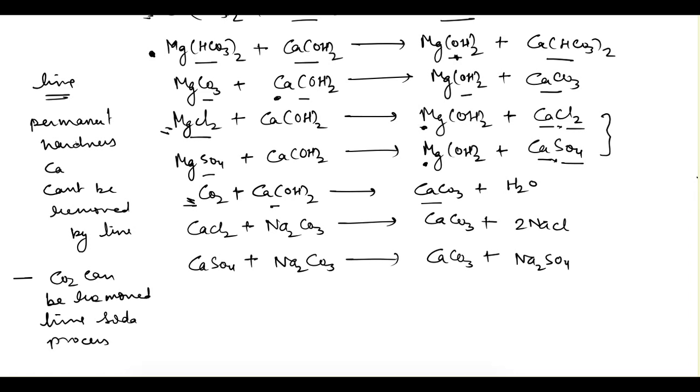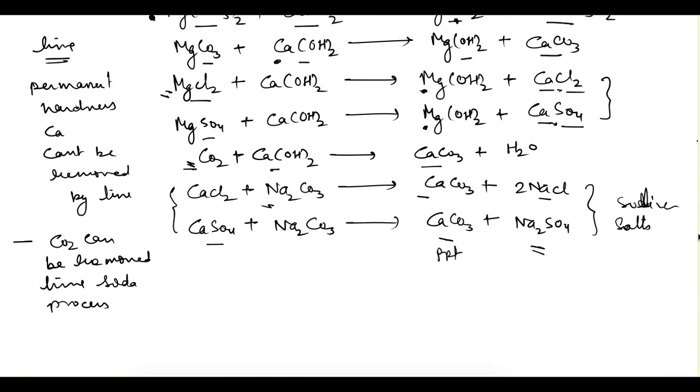Now what are the next two reactions? These are the reactions to remove the permanent hardness due to calcium. These two are removed with the help of soda, that is sodium carbonate. Here we get CaCO3 and NaCl, and in this other equation we also get CaCO3, which is precipitable, and Na2SO4. These sodium salts are soluble in water, and their presence does not affect the quality of the water much, so it does not cause any problem.